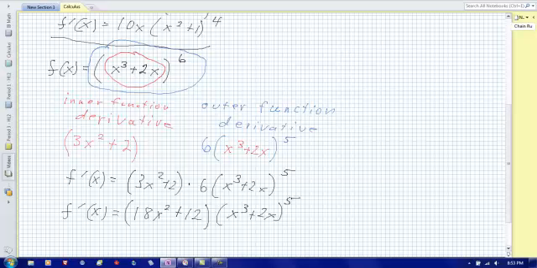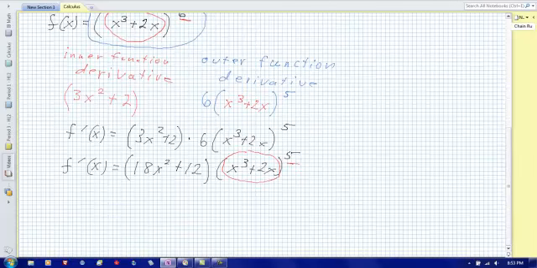Now notice, here's our inside function. Our inside function still remains in the final derivative. But the power right here is 1 less than the power up here. We also have its derivative here in front. Well, it's multiplied by the 6 we got from the derivative of the outer function. Okay, that's a couple examples. In the next video, I'll show you the actual rule.